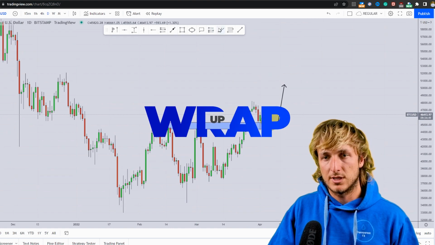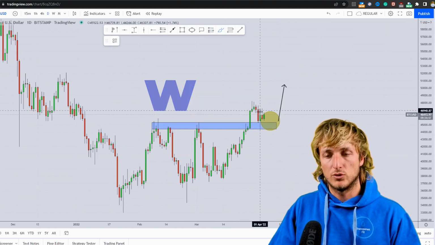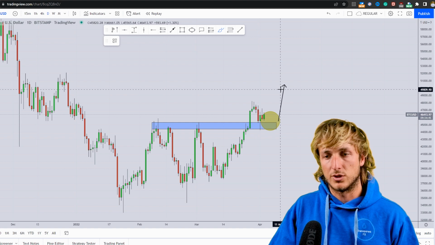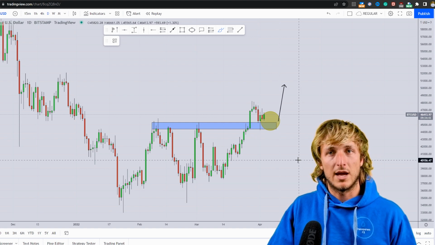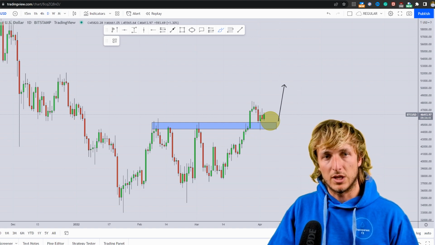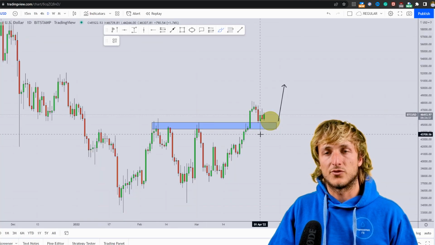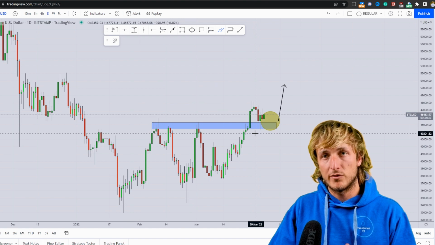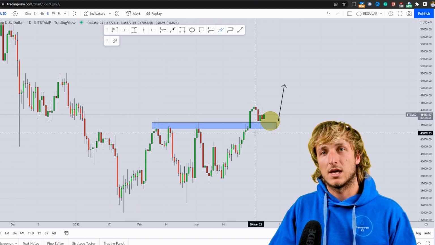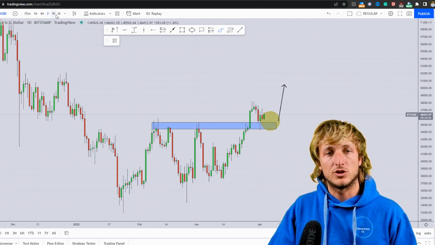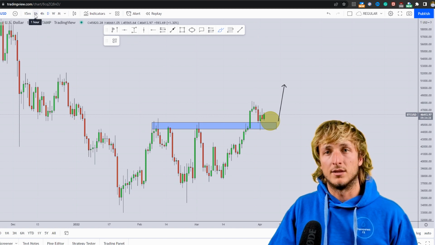So in a situation like this, how could we be approaching this potential longing opportunity? Now, as usual, we would be reactive and not predictive. The monthly, weekly, and daily combined with the on-chain data, those are the best time frames from a directional perspective. However, when it comes to confirmations and entries, the best time frames are the intraday time frames, so 4 hour and lower.